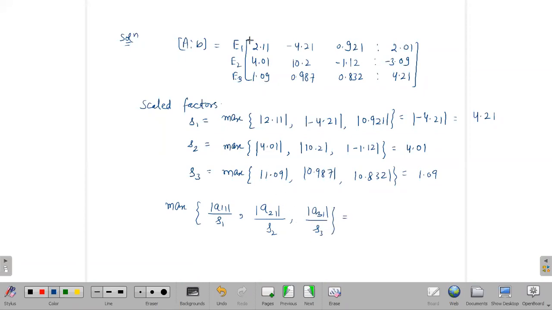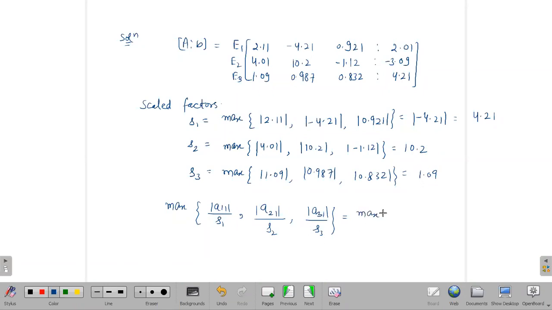S2 will not be 4.01, it should be 10.2, yes, sorry. So 4.21, 10.2, and 1.09. Yes.